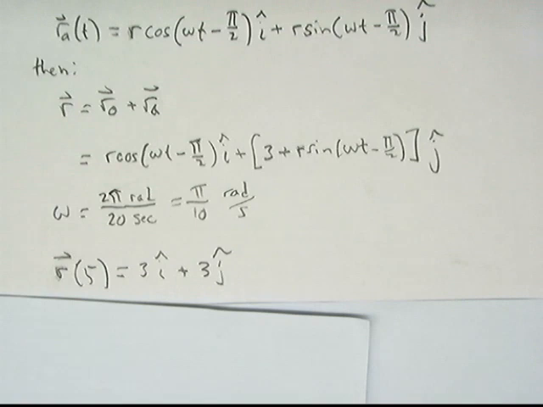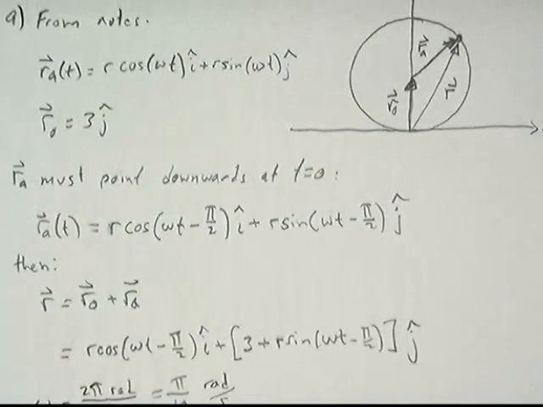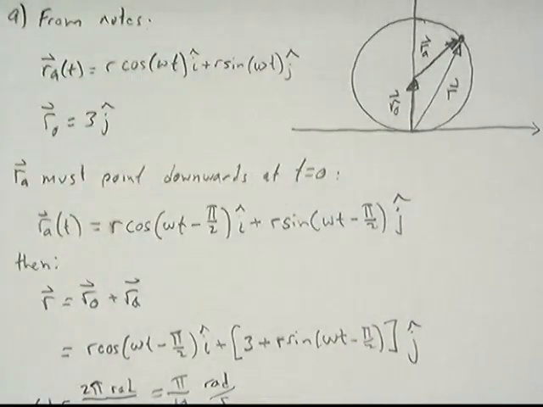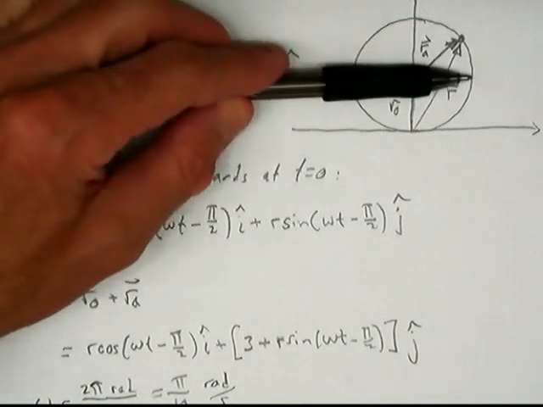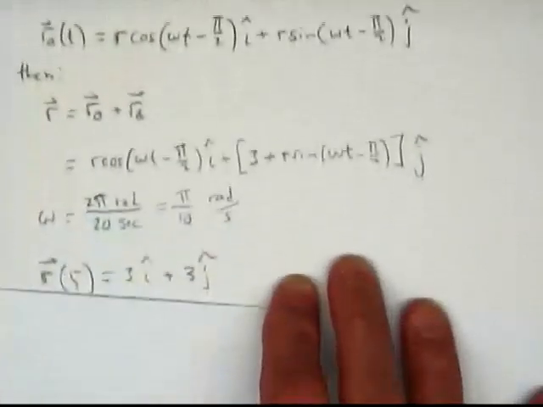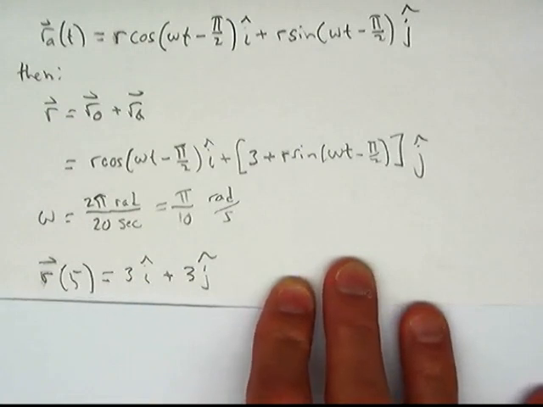Okay, which some of you may go, yeah, that's kind of obvious because it's 20 seconds to go around the entire circle, right? So where is it at 5 seconds? 1/4 of the time. Well, it's right over here. So 3 up, 3 over. 3i, 3j. And you're probably going, why did you make us do all that work? We could have done that immediately.